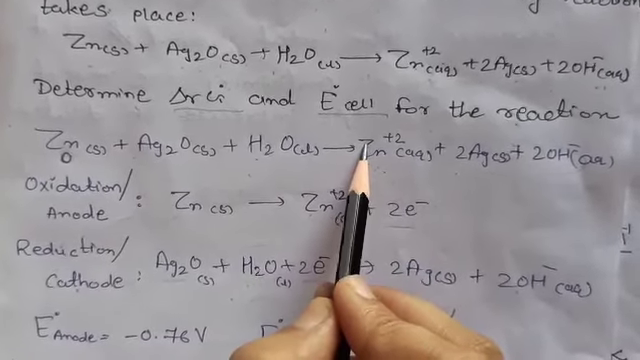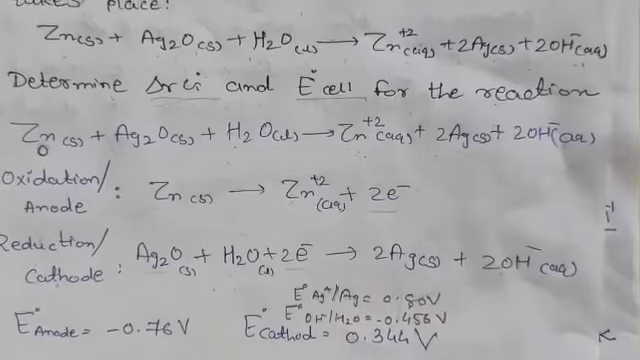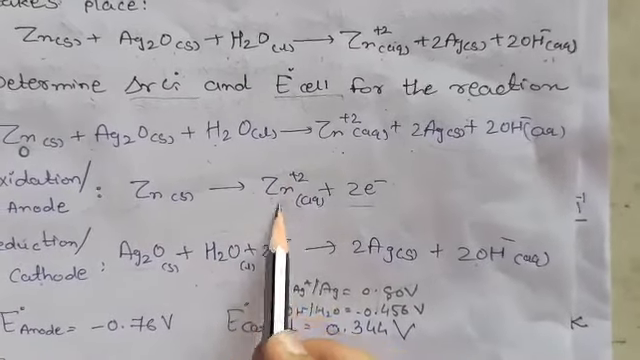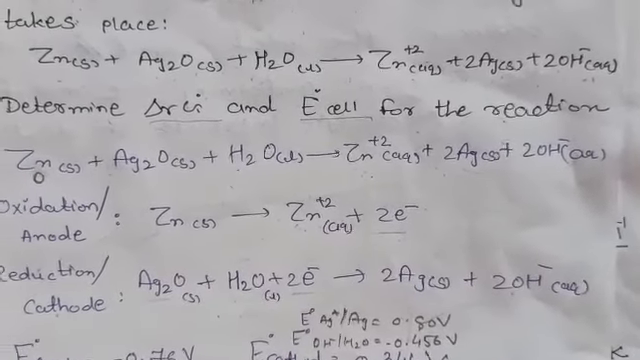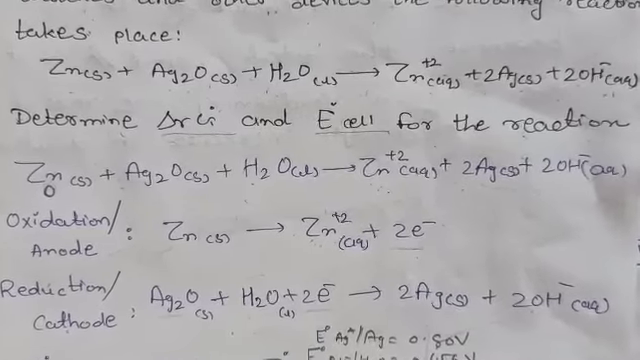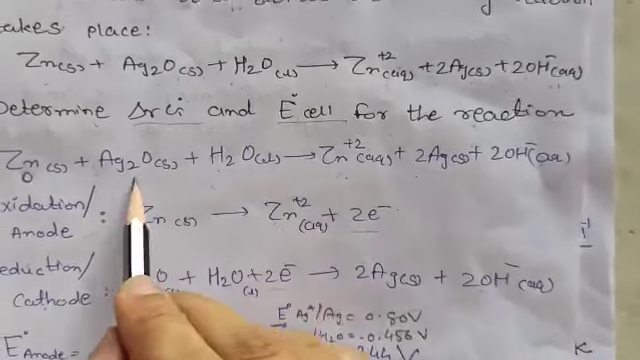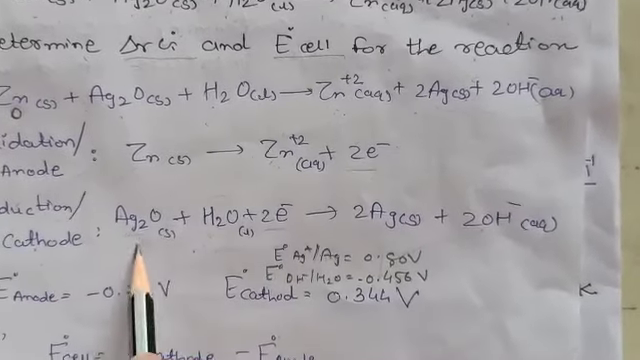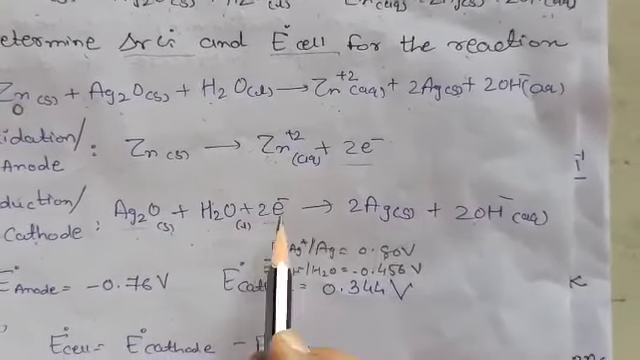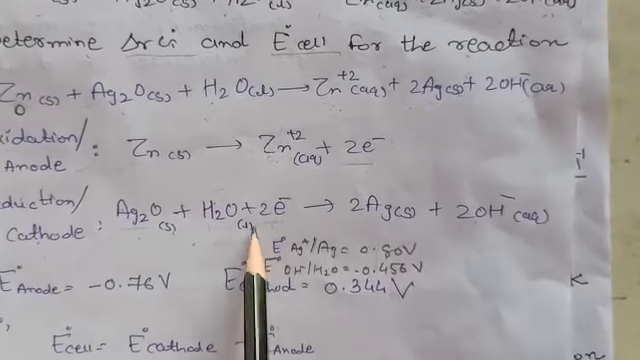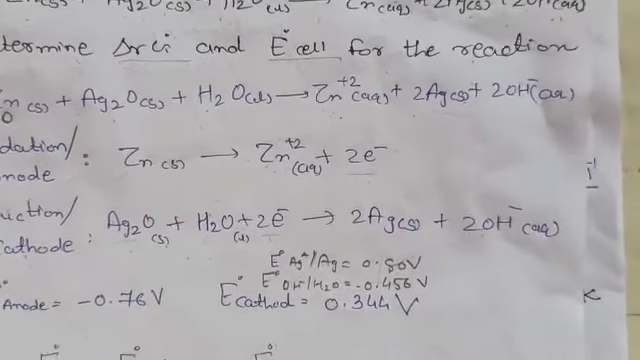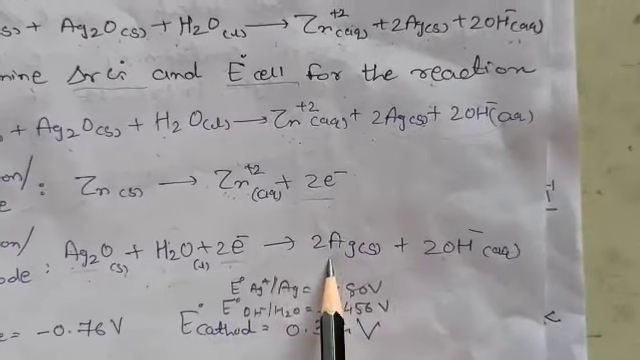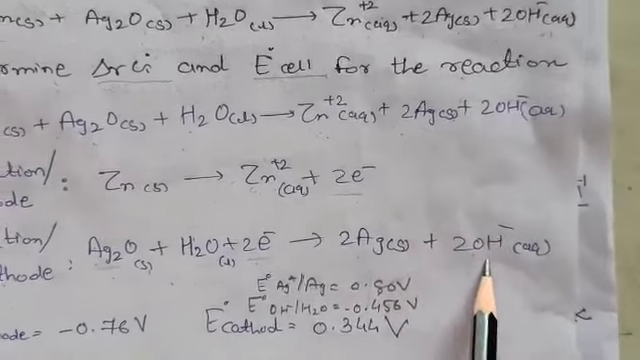So it is an oxidation reaction, and oxidation always takes place at the anode. So the anode reaction will be Zn gives Zn2+ plus 2 electrons, right? At the anode the zinc will donate 2 electrons. Now the other reaction will be carried out at the cathode. So the cathode reaction will be Ag2O + H2O + 2 electrons, right? The 2 electrons are accepted by the cathode, and this Ag2O is converted into Ag plus 2OH−, right?